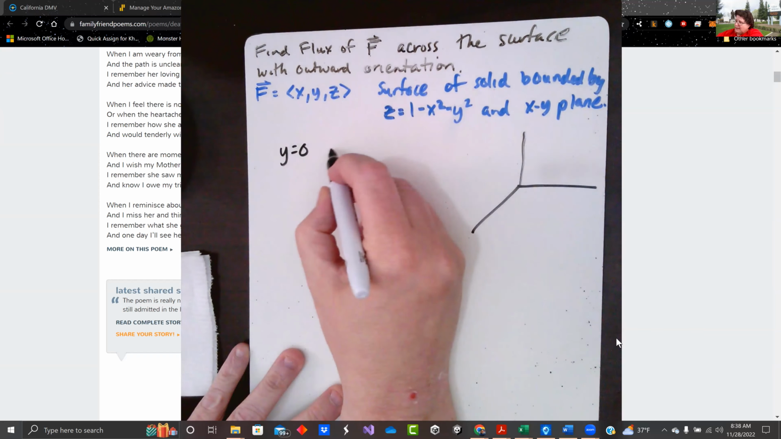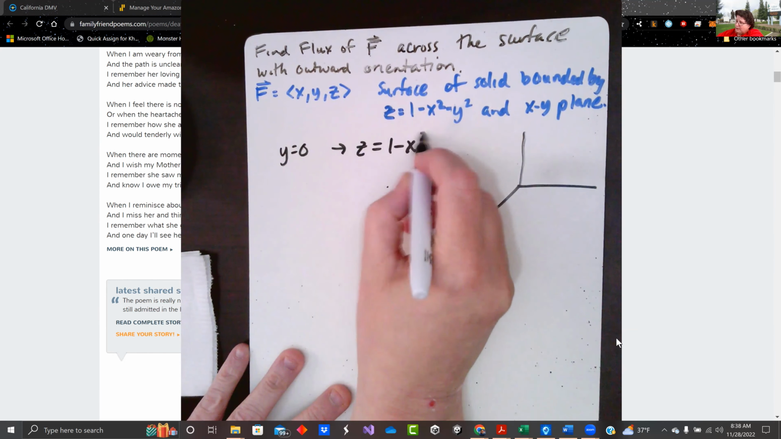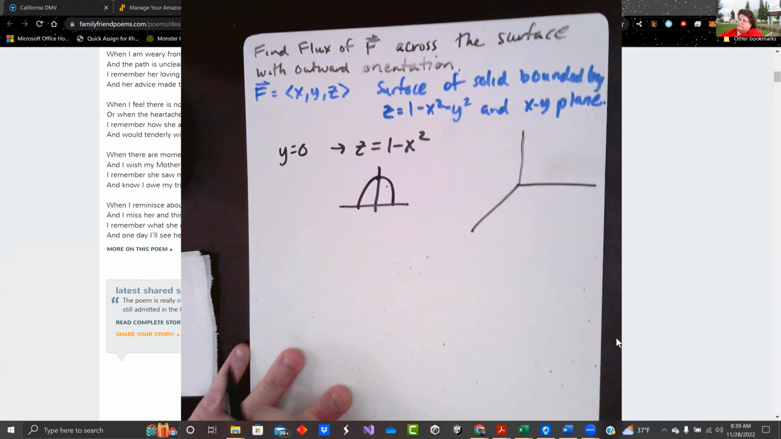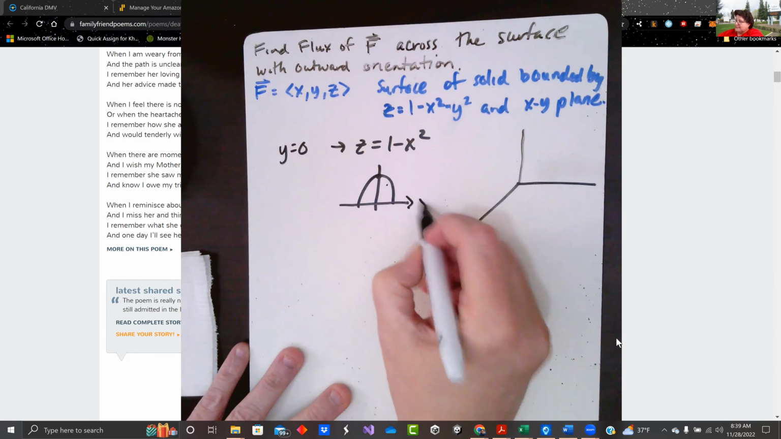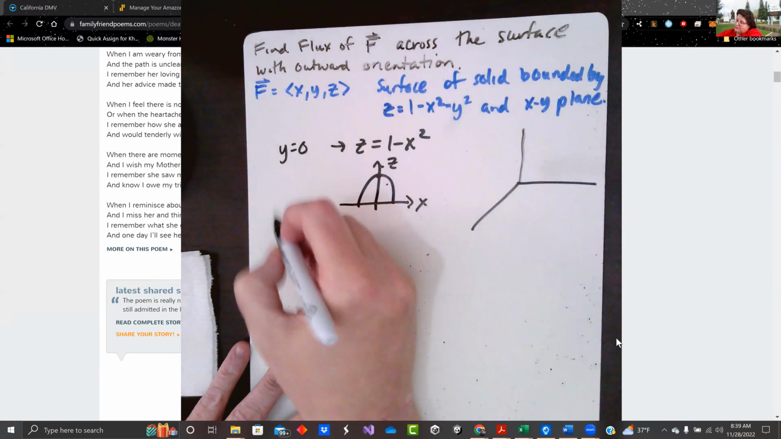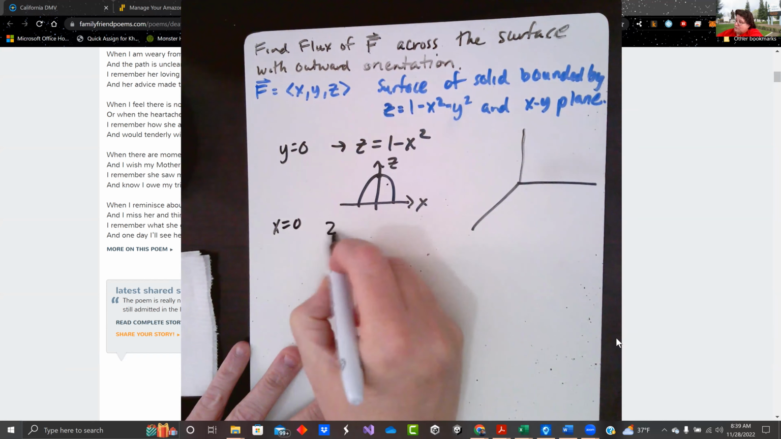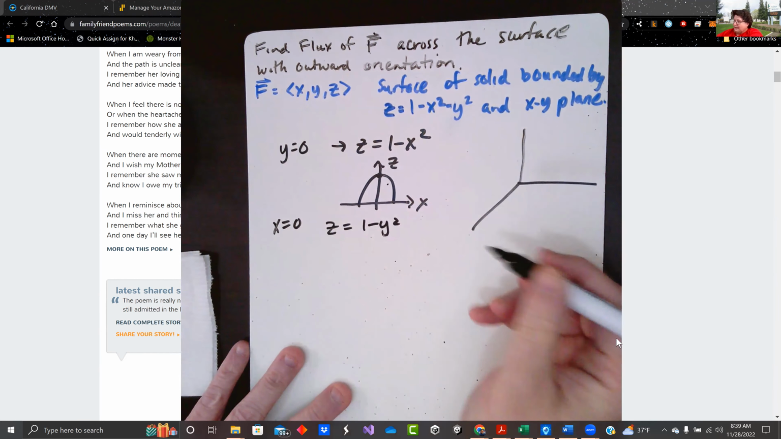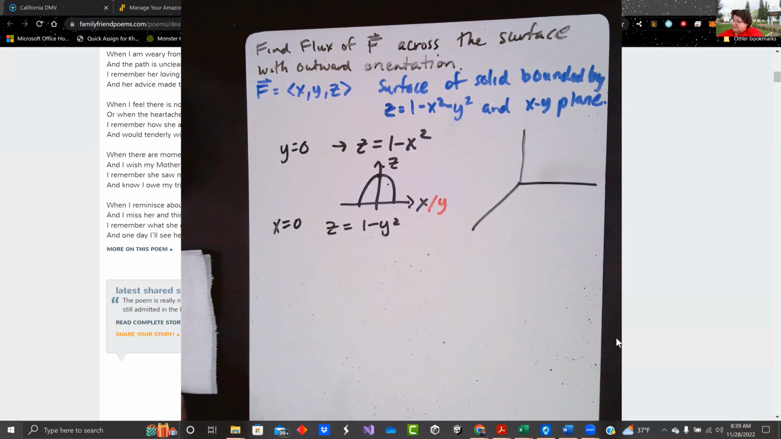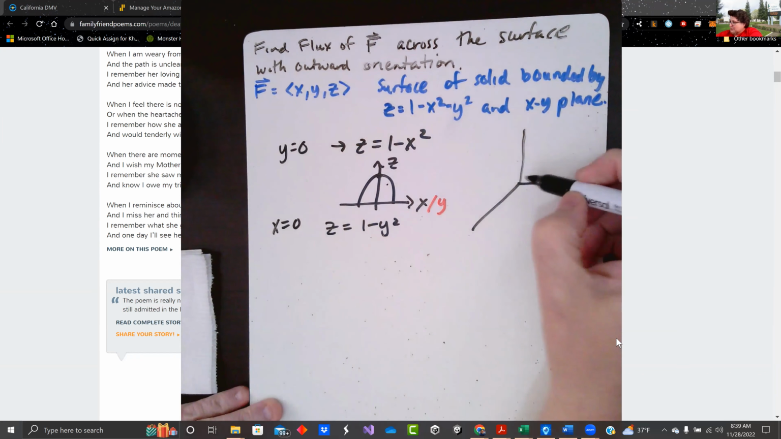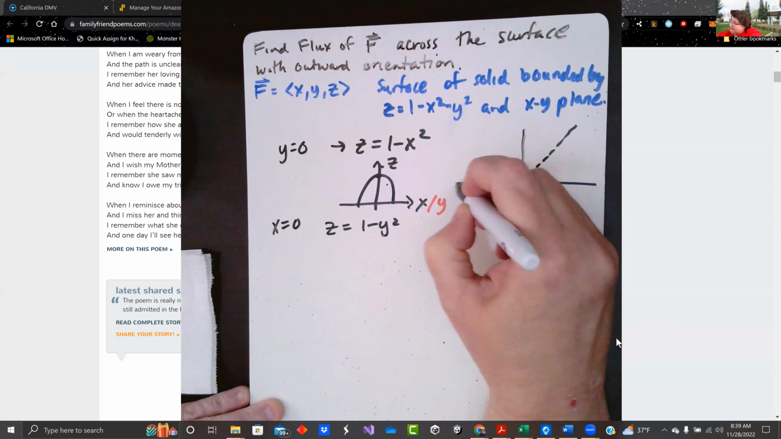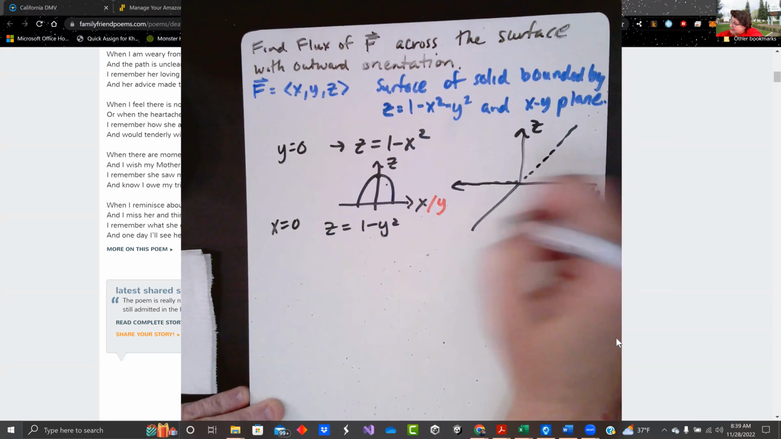When y equals 0, I have z equals 1 minus x squared, which is a downward parabola like that, with that being x and that being z. And if I do the same thing with x equals 0, I got z equals 1 minus y squared, which makes it the same graph if I change that to a y. So in the zx plane, I can do that just fine right there. This is z, this is y, this is x.